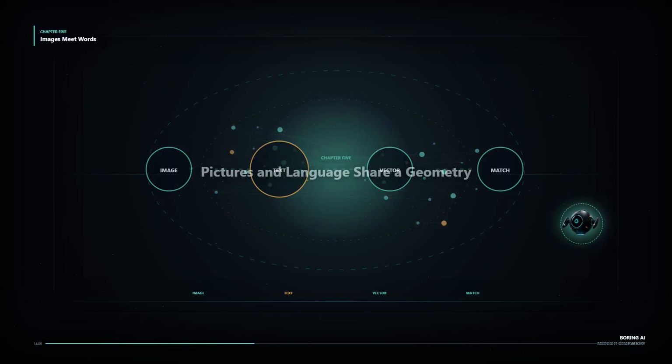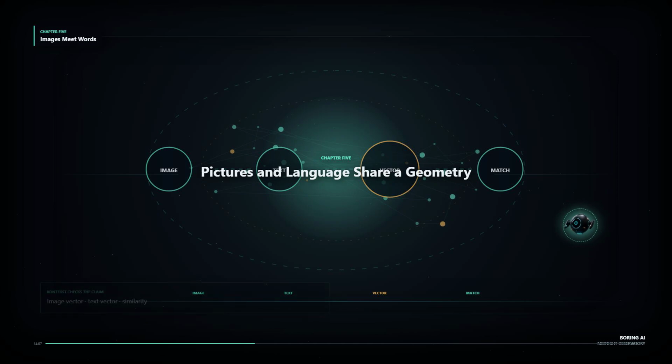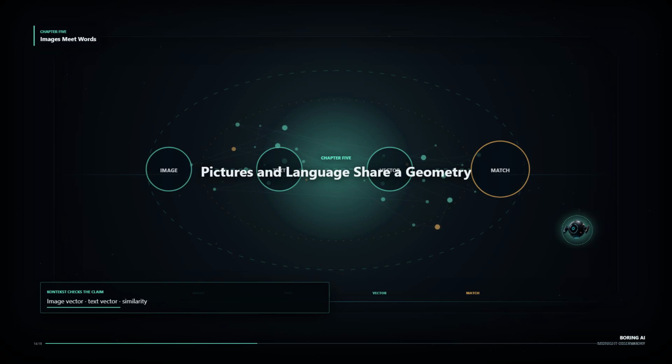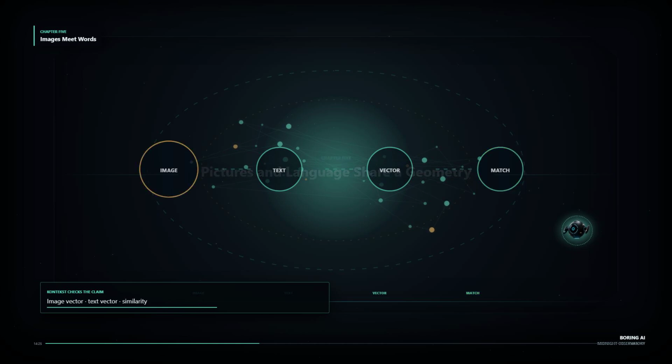Chapter 5. When images meet words. An image classifier ends with a fixed vocabulary of categories. A vision language model can learn a broader bridge between pictures and text. CLIP was trained using image and text pairs collected at large scale.